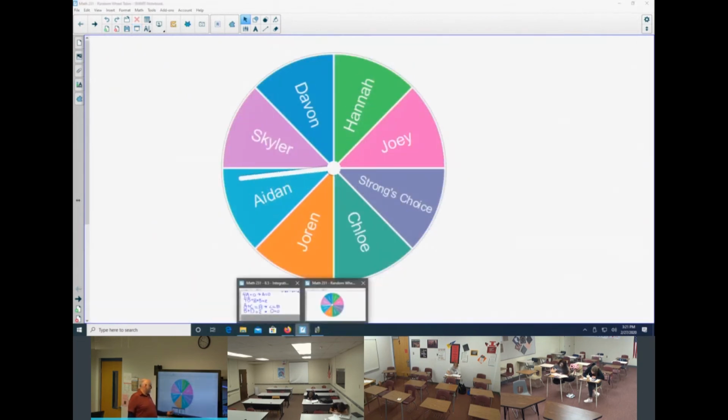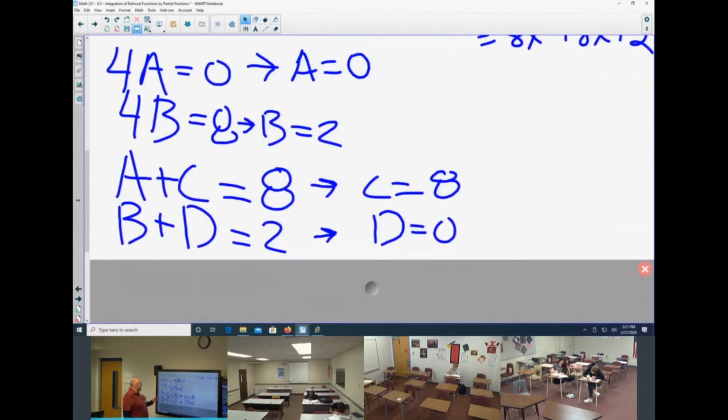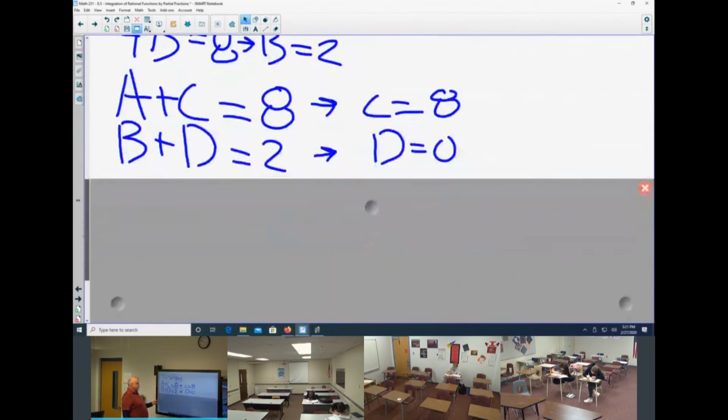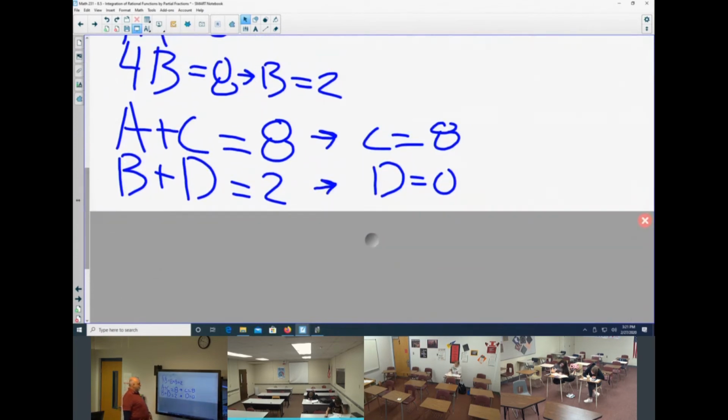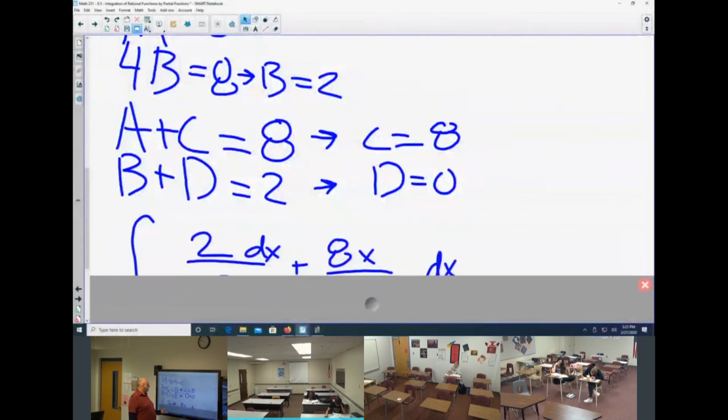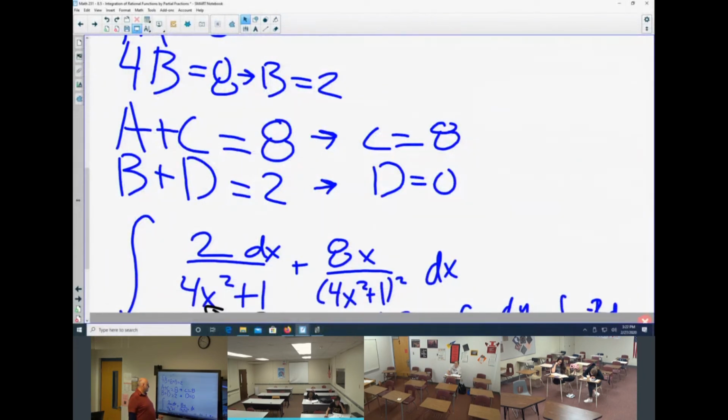All right, so Aiden, still you. What are the integrals going to be that you have to solve? So it's going to be the integral of 2 over 4x squared plus 1 plus the integral of 8x over 4x squared plus 1 quantity squared. Good. Okay, any questions on that? So just plugging in the A, B, C, and D.